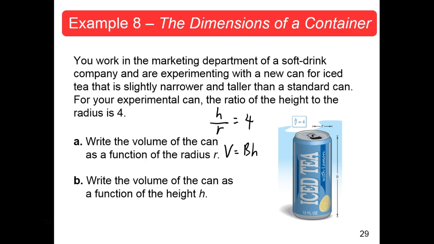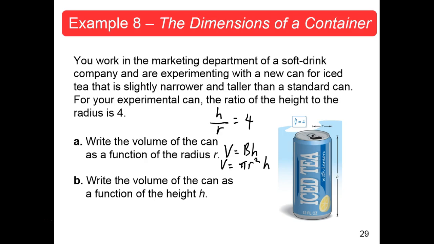What's the area of a circle? Pi r squared. Pi r squared times h. There is the volume of a right circular cylinder. Now pi is what? A number. It's okay to have numbers in there. R is radius, h is height.